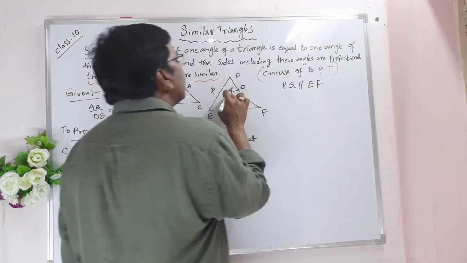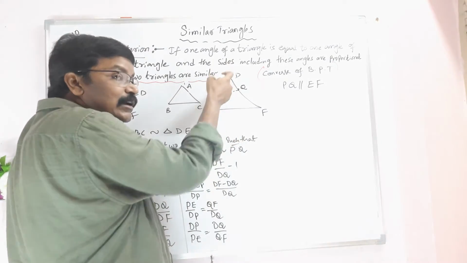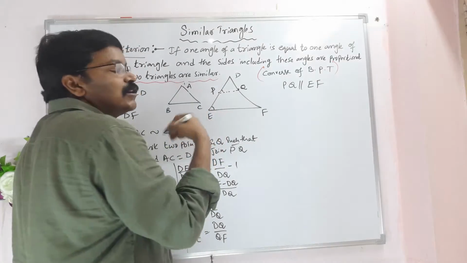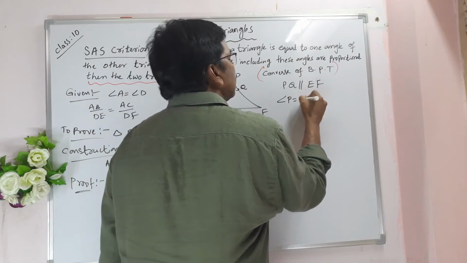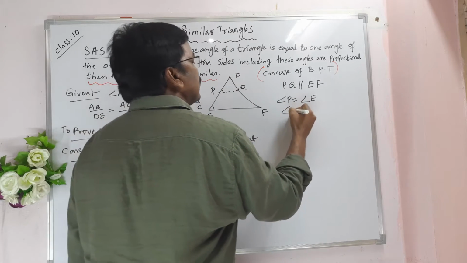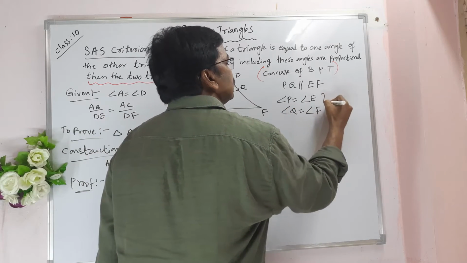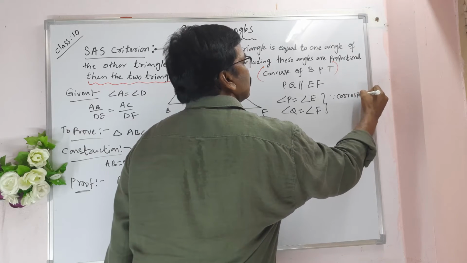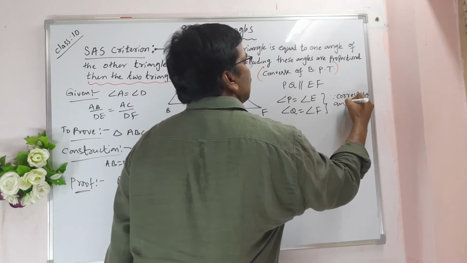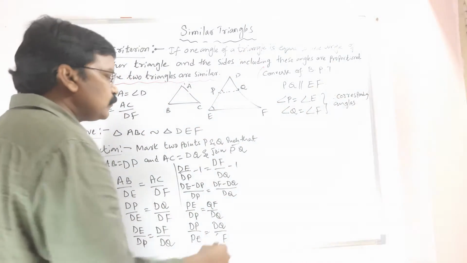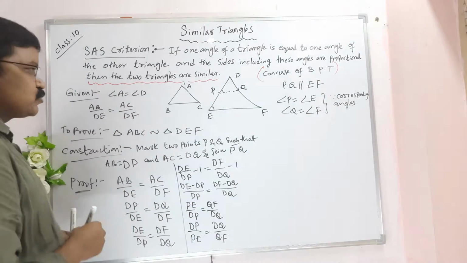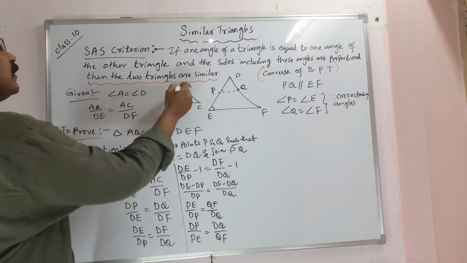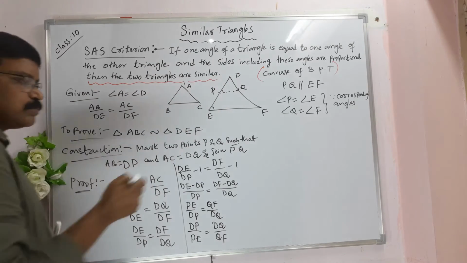Whenever this line PQ is parallel to another side and intersected by a transversal like DE and DF, then these angles are called corresponding angles. That means angle P is equal to angle E and angle Q is equal to angle F. These are corresponding angles. Corresponding angles are equal. Okay. See, my dear students, the next part is triangle ABC and triangle DPQ. Observe the two triangles here.